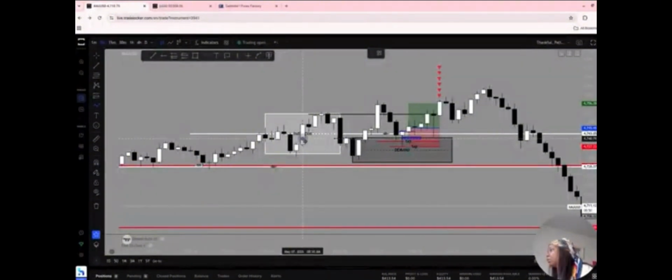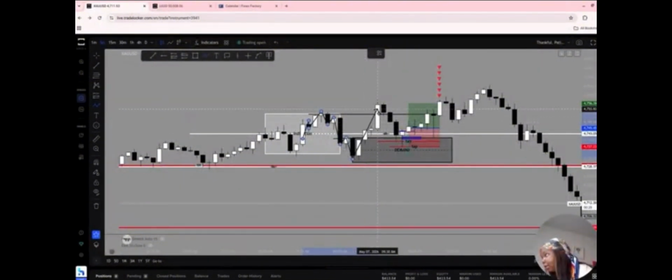So, boom. Right, so now it's beginning to make a lower low, lower high, lower low, lower high, lower low. Now it's breaking the previous lower high, and now it's beginning to create higher lows and higher highs. You feel what I'm saying?